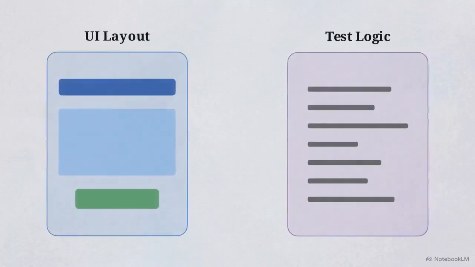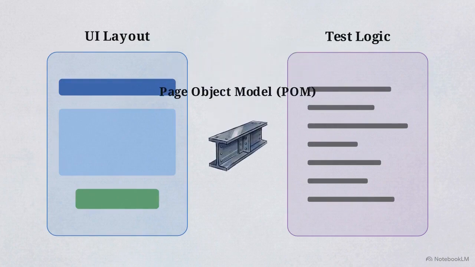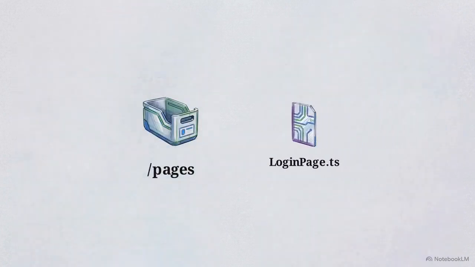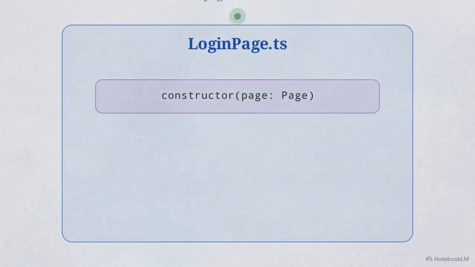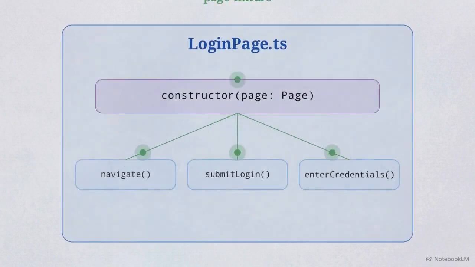The page object model acts as a bridge. It ensures that your test scripts never interact with the UI elements directly. We implement this by creating a new class, loginpage.ts, inside our pages directory. Inside the constructor, we initialize the Playwright page fixture, allowing the class methods to interact with the browser session.